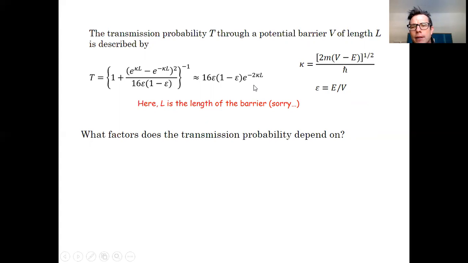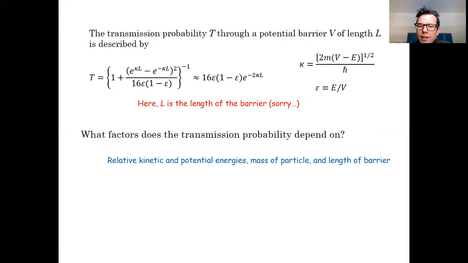It depends on kappa, which has, again, potential and kinetic energies. It also has a mass factor. And notice it's e to the negative kappa. So light things are more likely to tunnel than heavy things. And last is this one, L. That's the length of the barrier. And again, this is negative, so the shorter the barrier, the higher the transmission probability. So this all makes some sense to me.